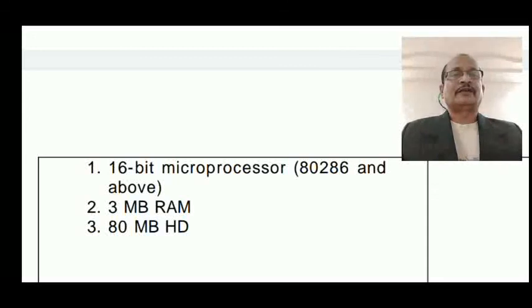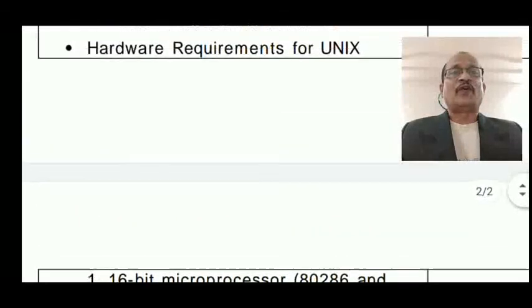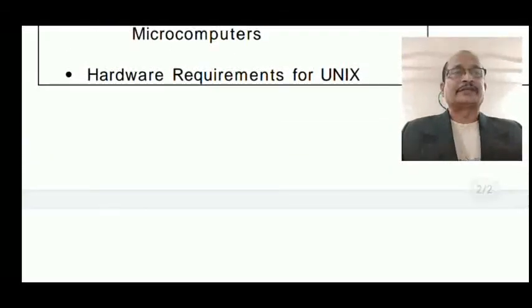The processor must be 286 or above. Then you must have at least 3 MB RAM and at least 80 MB hard disk space. Then you can install the Unix operating system on your computer. These are the basic requirements for installing the Unix operating system on a computer.